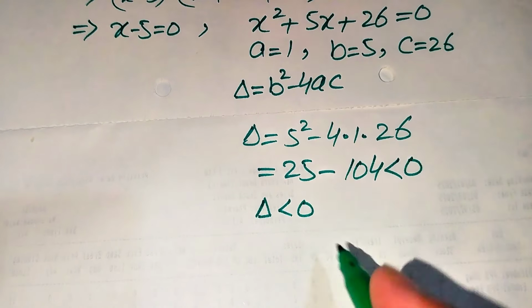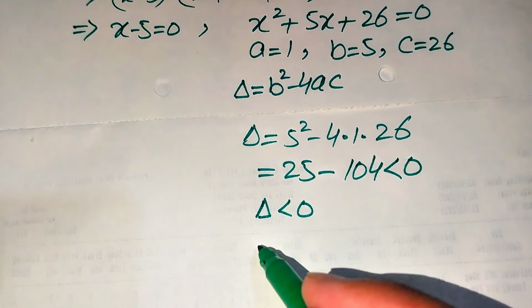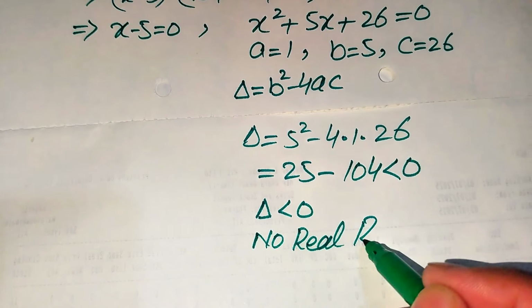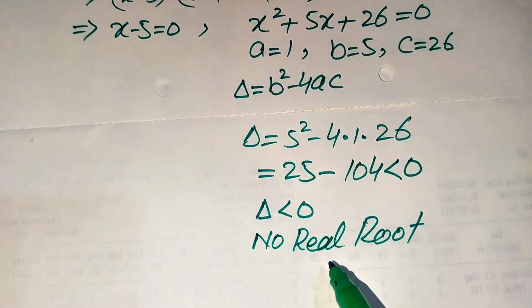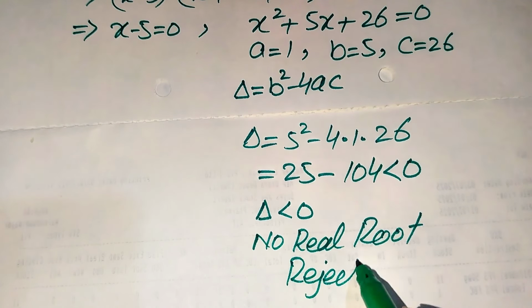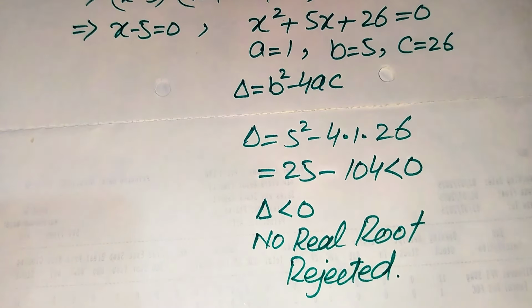So if our delta is less than 0, this means that this quadratic equation has no real roots. If this quadratic equation has no real roots, it means that it has complex roots, so we reject this case because we solved this problem only for real roots. Okay, so here we can focus on the first case.